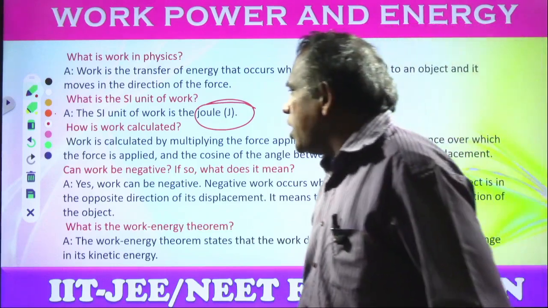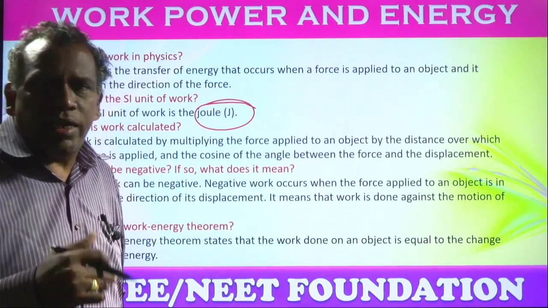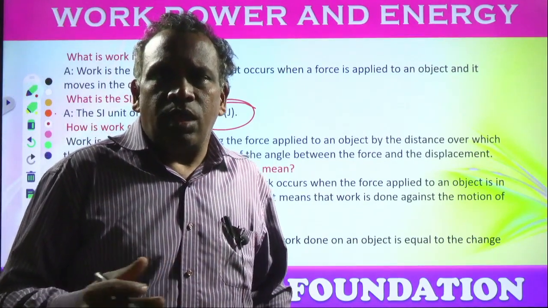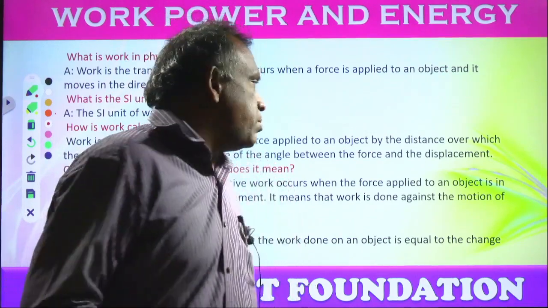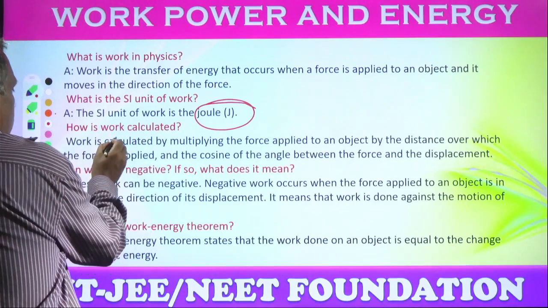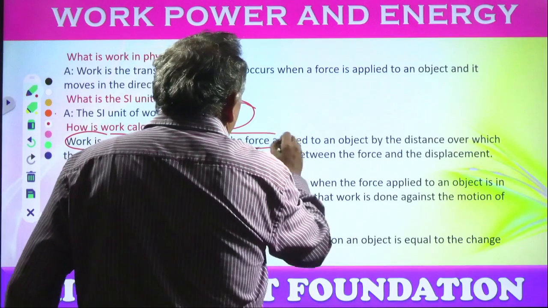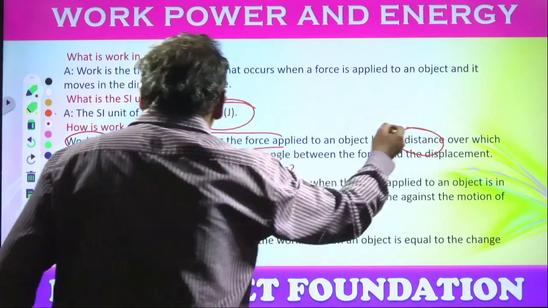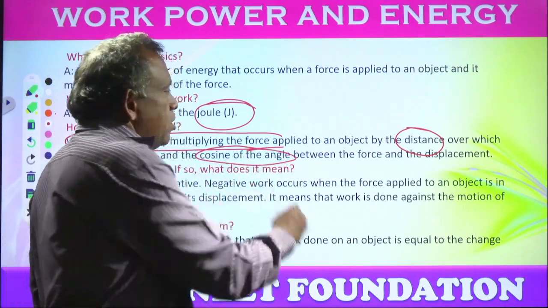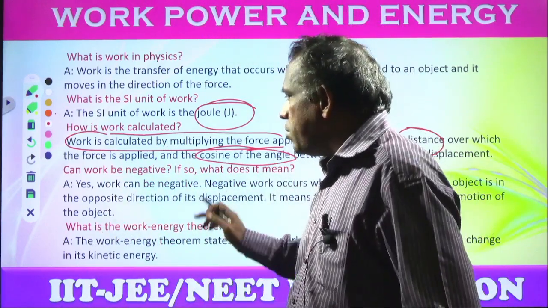How can work be calculated? Work can be calculated by multiplying the force and the displacement and the cosine of the angle between the force and displacement. Here work is calculated by multiplying the force and the distance, or displacement you can take, and the cosine of the angle between the force and displacement.